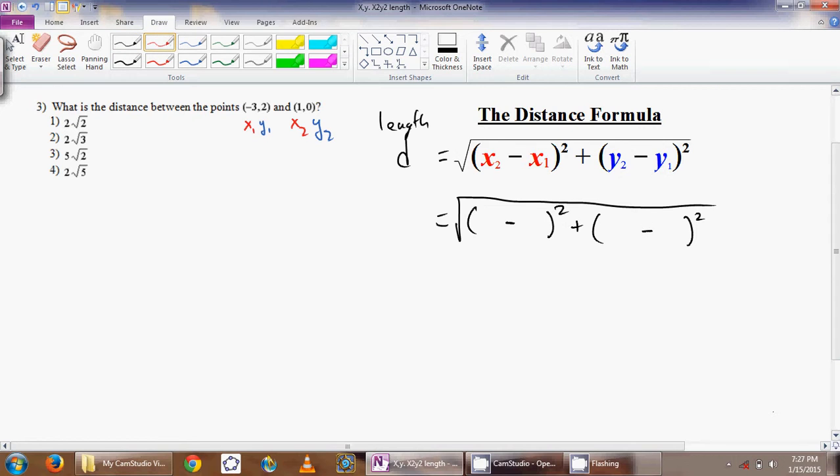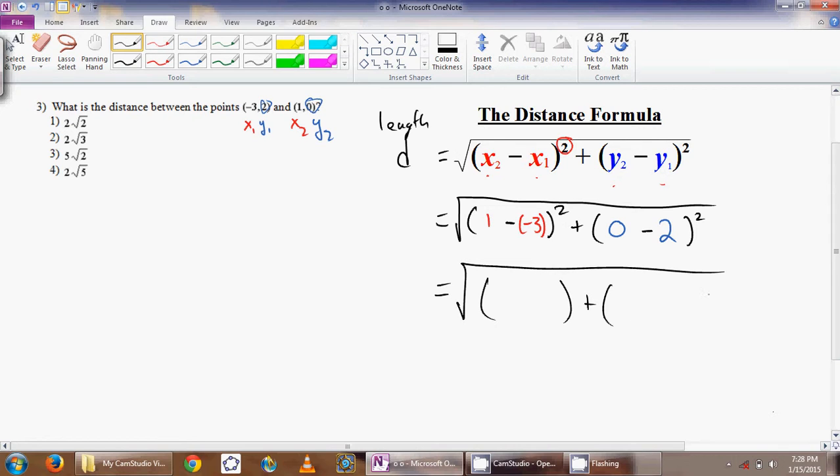And now I'm going to fill in my givens. Honestly, the order of the x's doesn't matter. The order of the y's doesn't matter. I'll be consistent in here, but you can substitute any way you like, because in the end, order only affects the sign on the number, and when we square it, we'll always get a positive. So let's do 1 minus that -3, and then for the y's, 0 minus that 2.